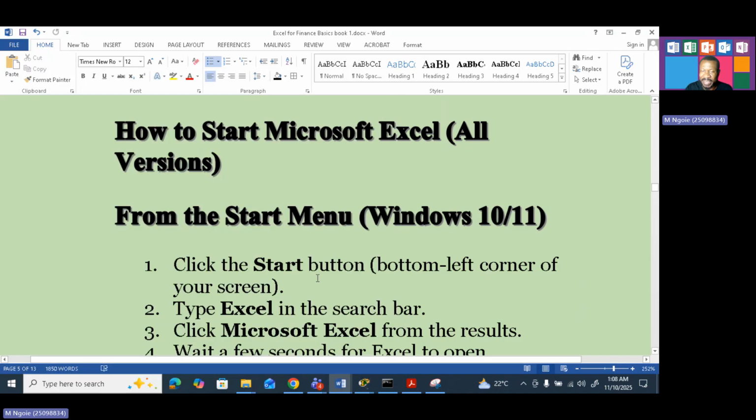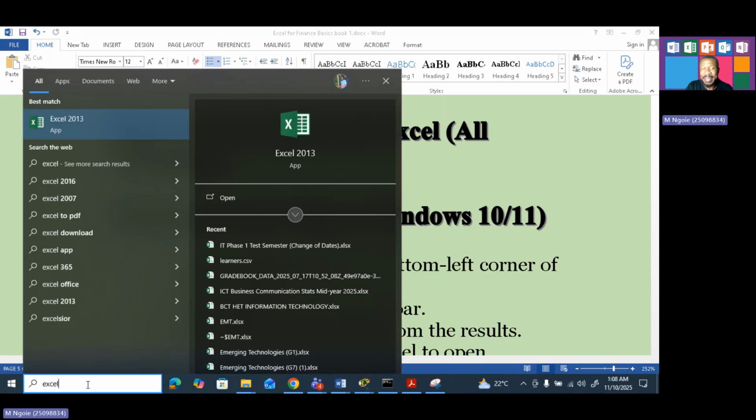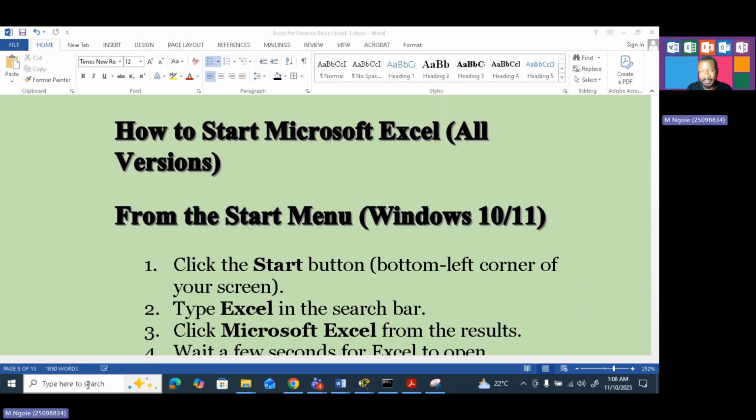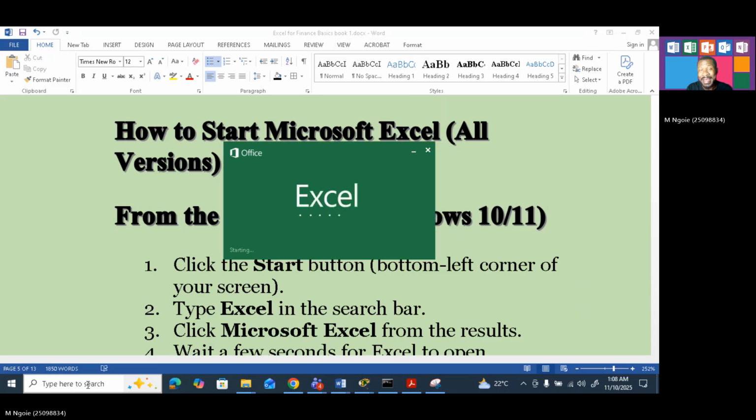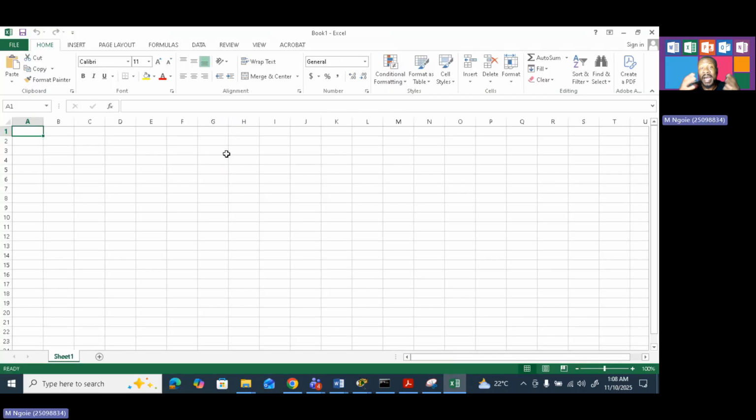You click the start button in the bottom left corner of your screen. You type Excel and you press enter. This is how to start Microsoft Excel. For now, we're going to take a blank workbook. For you to take a blank workbook, you just click here. This is how to start Excel, software that will allow you to calculate numbers. Remember, as I said.